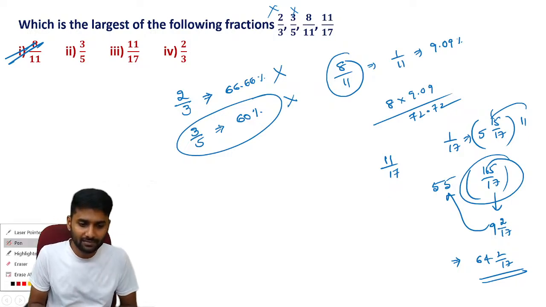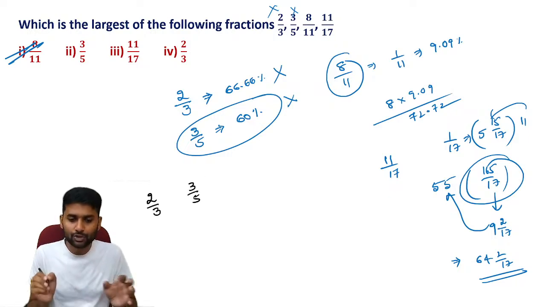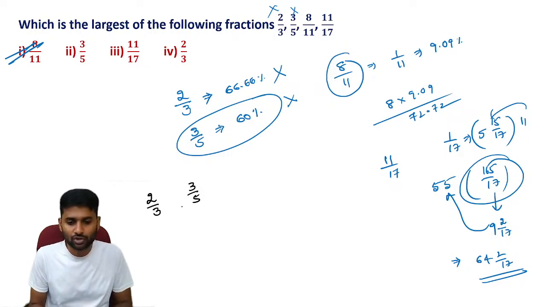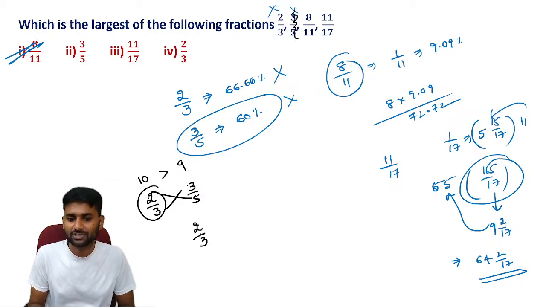So this is method 1. I will teach you another method if you are not interested in converting. Guys, first pick 2 by 3 and 3 by 5. Let's pick two fractions together. If you want to identify the largest among two, just cross multiply them. So 5 into 2 is equal to 10, 3 into 3 is equal to 9. You should understand that 10 is greater than 9, which means 2 by 3 is greater among 2 by 3 and 3 by 5.